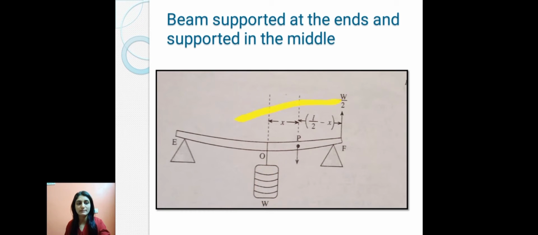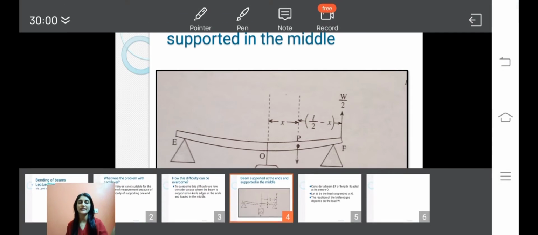Suppose the total length of the beam is L. Then this distance O to F or E to O will naturally be L by 2, because O is at the center. Suppose we consider a point P on the beam at a distance x from O. Naturally the distance of P from F will be L by 2 minus x. And this weight W which is in the middle will be divided between E and F. So there is a weight W by 2 acting at point F, and a similar weight W by 2 acting at point E.